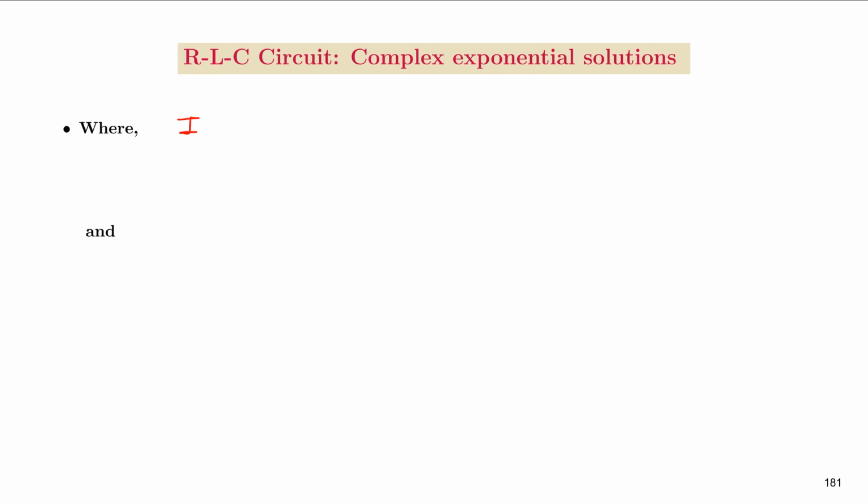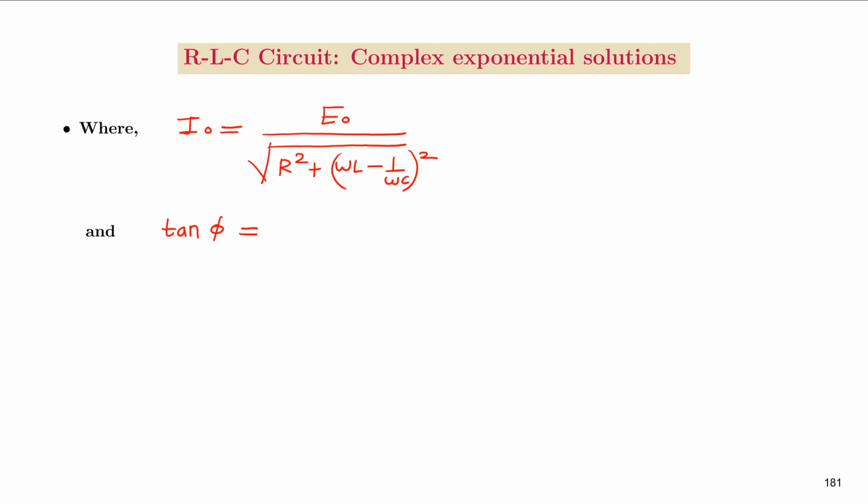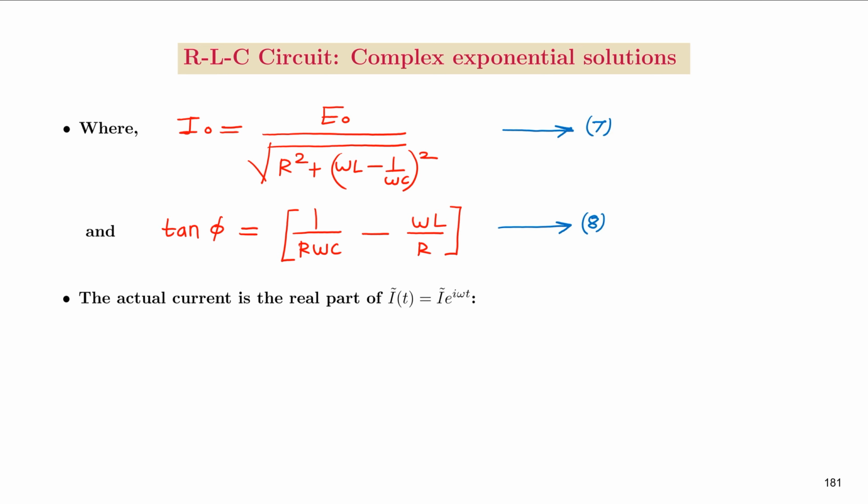Thus, we obtained I0 as equal to E0 over square root of R square plus (omega L minus 1 by omega C) the whole square, and the phase angle tan delta would be 1 over R omega C minus omega L divided by R. So what we have is a complex current I tilde t. Now the actual current would be the real part of this complex current I tilde t.